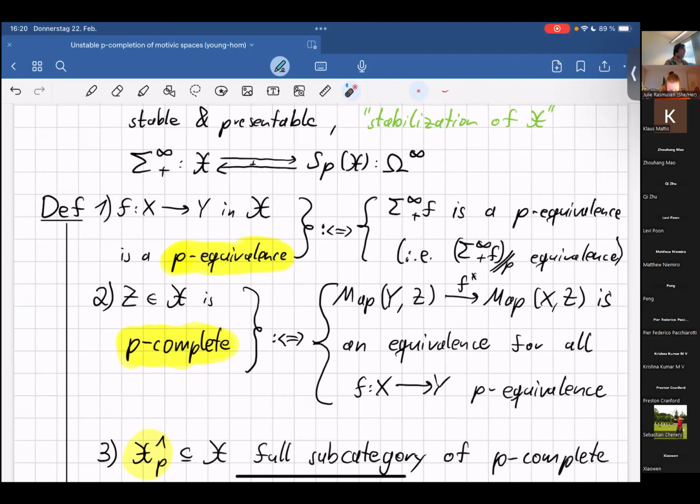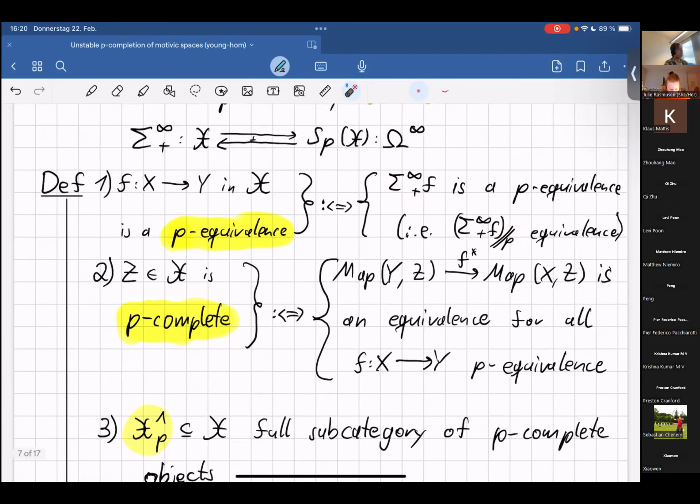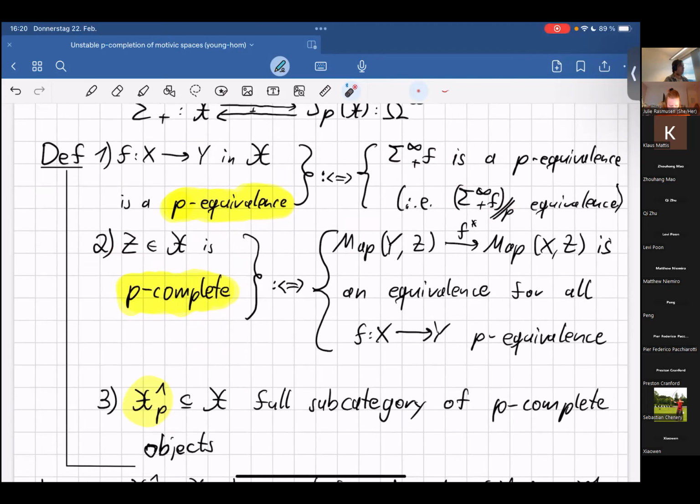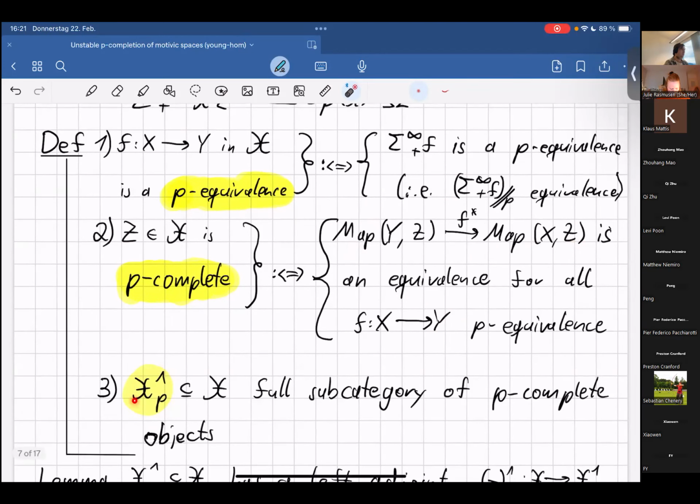And just to remind you, a p equivalence in the stable category just means that we are an equivalence modulo p. And we say now that an object Z in X is p-complete if it is local with respect to those p equivalences. So again, the same definition as before. If for every f which is a p equivalence, f induces an isomorphism on mapping spaces. And then again, we can write X_p-hat for the full subcategory of p-complete objects.